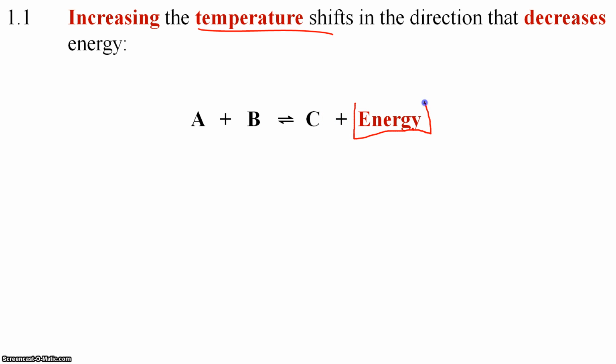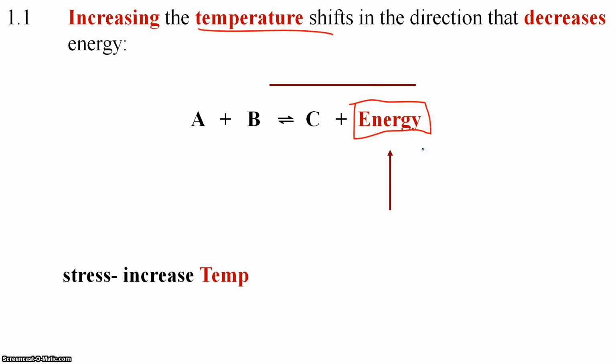So in an equation it would be labeled as energy. We're saying if we increase the temperature on this side, on the right hand side, we're going to see a shift in the direction that decreases the energy. So it's going to try to offload the energy onto the other side, because there's an excess of energy on this side.